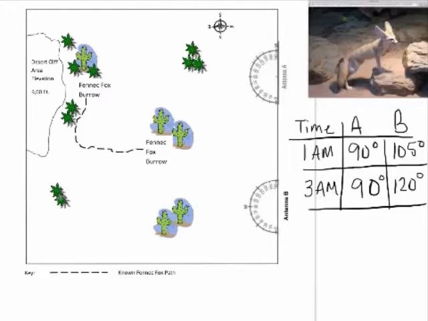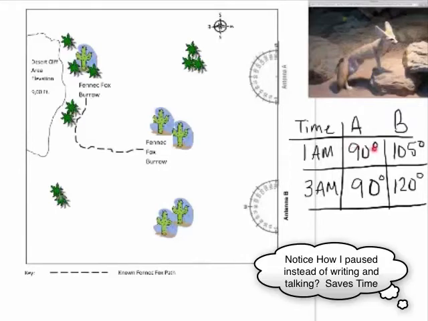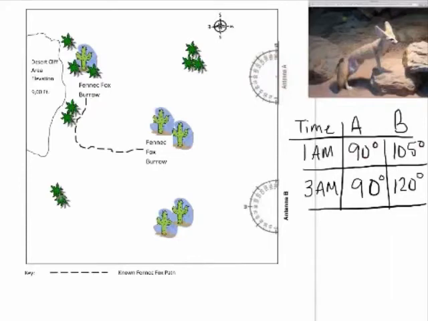Each of these antennae are sending out signals based on the location of the fennec fox. You can see here that at 1 a.m. antenna A was giving a reading out at 90 degrees. So we're going to look at these numbers here that are on the wheel, and we're trying to figure out where 90 degrees is.